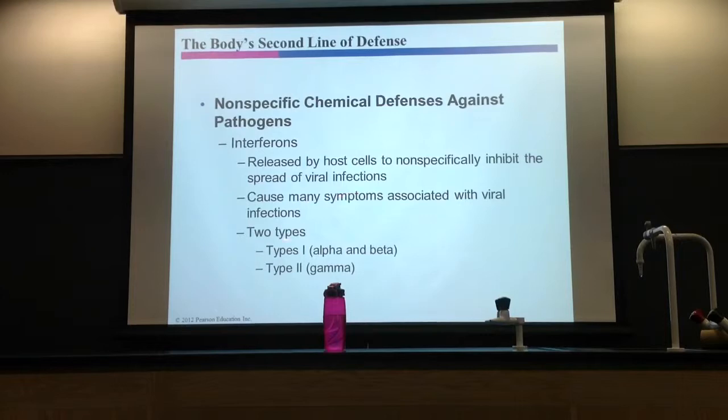Now, there are two types of interferons. You got type 1 and type 2. Type 1 is alpha and beta. Okay?